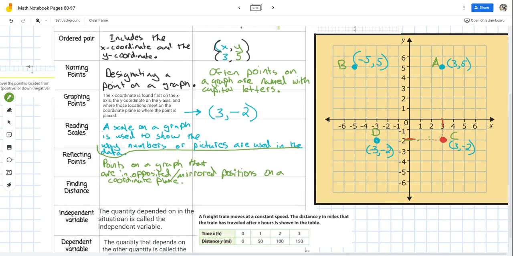I could say these are reflecting points. If you think about it, if you were to fold the graph in half like a piece of paper, those points would touch. If I was to fold it on the y-axis, those points would touch. So I could put here on the side, if this helps, points C and D reflect.